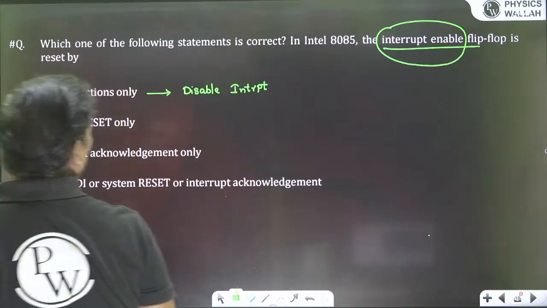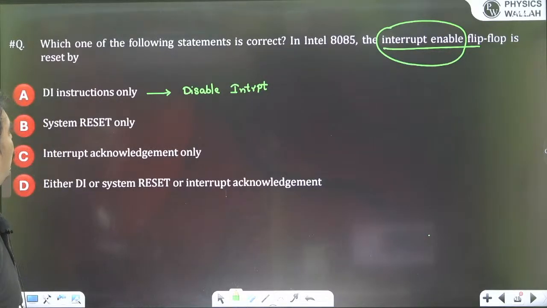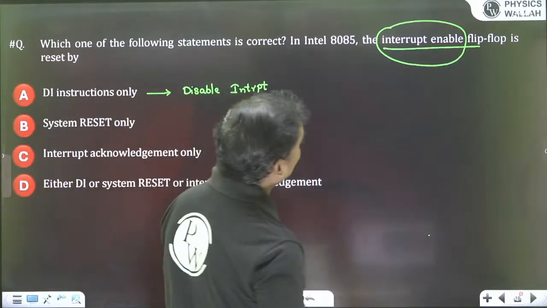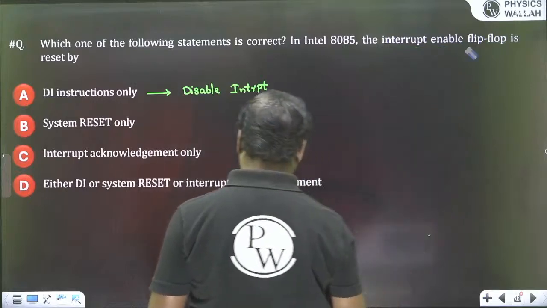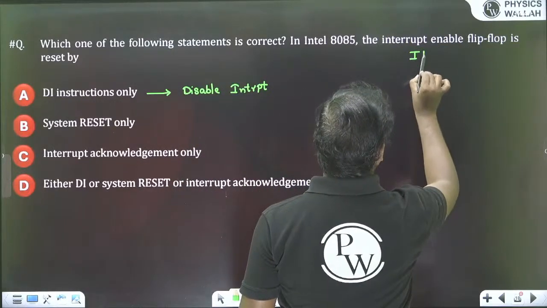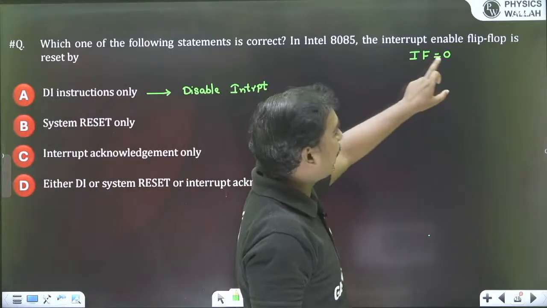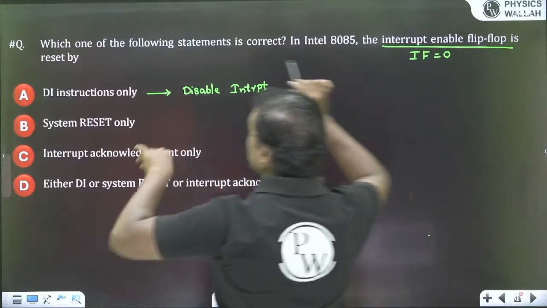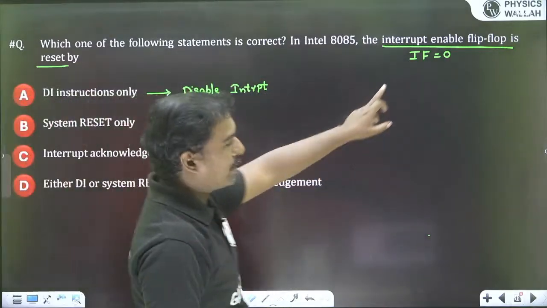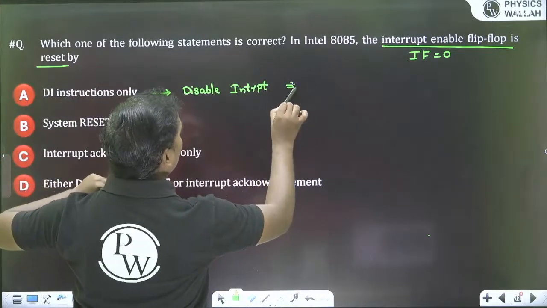What the question is asking is about the interrupt enable flip flop. In an Intel 8085, the interrupt enable flip flop is reset. That means the interrupt flag is to become 0. Flip flop means flag. Look at what is given in the question: the interrupt enable flip flop is to become reset. That means IF has to be 0. So how is it possible? Disable interrupt. Yes, disable interrupt means the interrupt flag becomes 0.